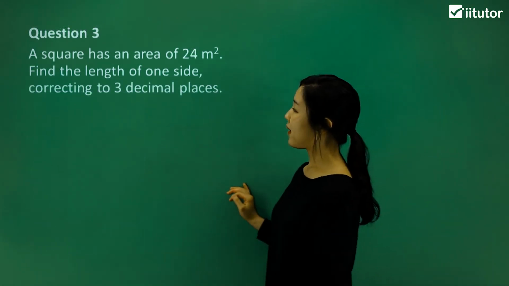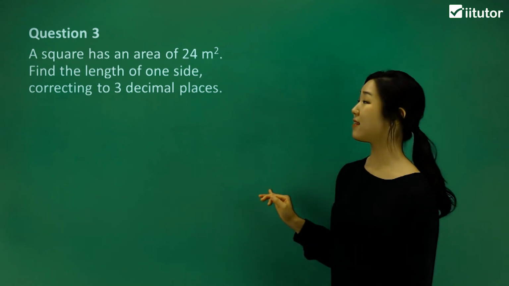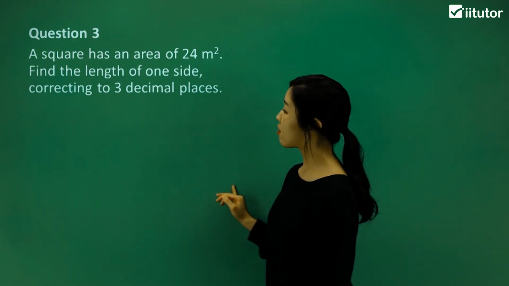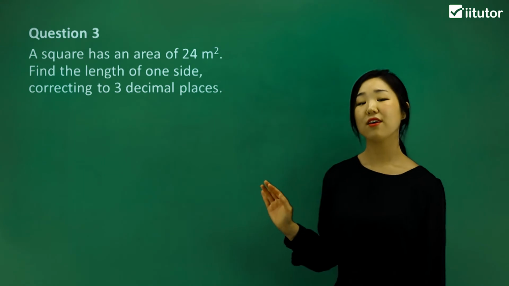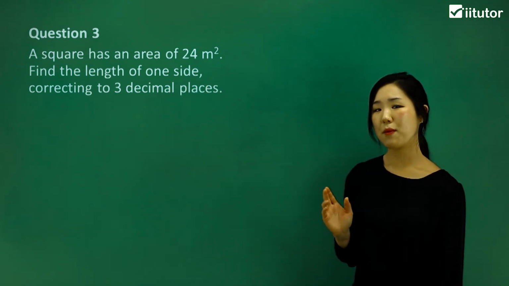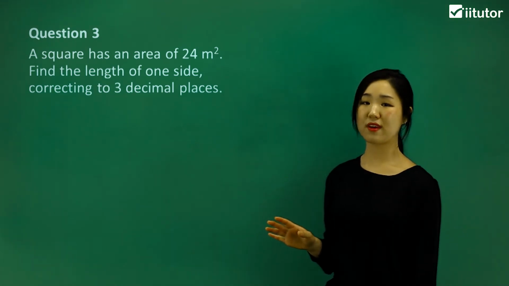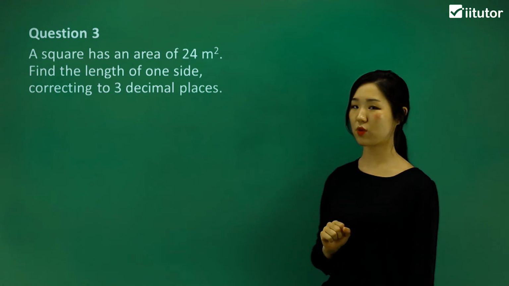Let's do question 3. A square has an area of 24 meters squared. Find the length of one side, correcting to 3 decimal places. So they give us the area of the square, which is 24 meters squared, but to get one side, unfortunately this time it's not as simple as question 2 because it's not a square number. 24 is not a square number.